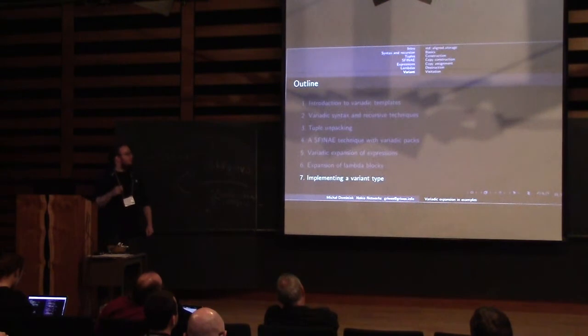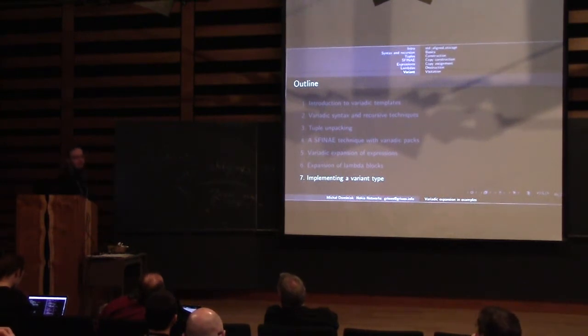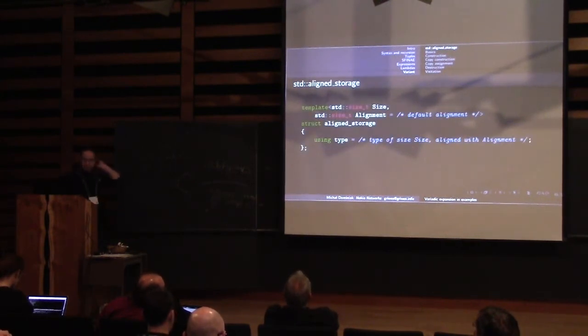OK. So let's try to implement a variant type. It's not a standard compliant variant type. My implementation currently doesn't actually support things that throw when moved. I had some discussions with some people here about how you can support those types. But it's not relevant. The simplest case is that we assume that no move operation throws, for simplicity. So, OK. There's this thing in the standard library called aligned storage.